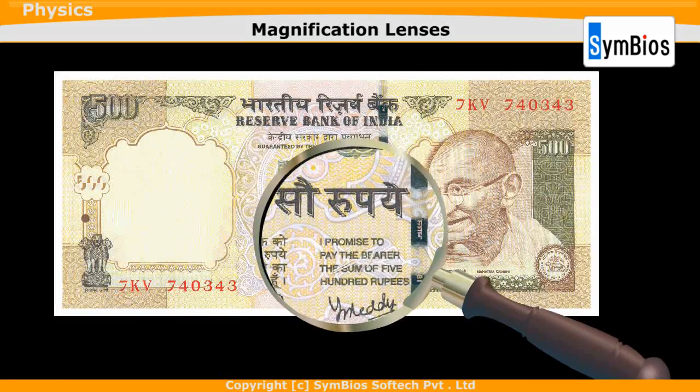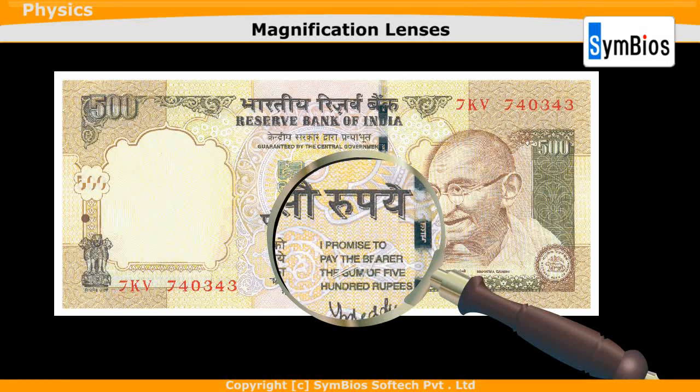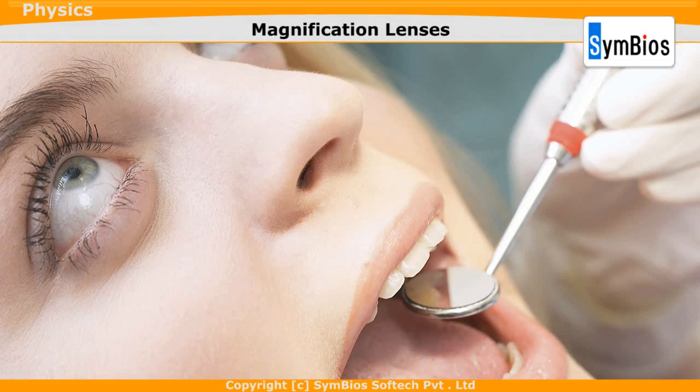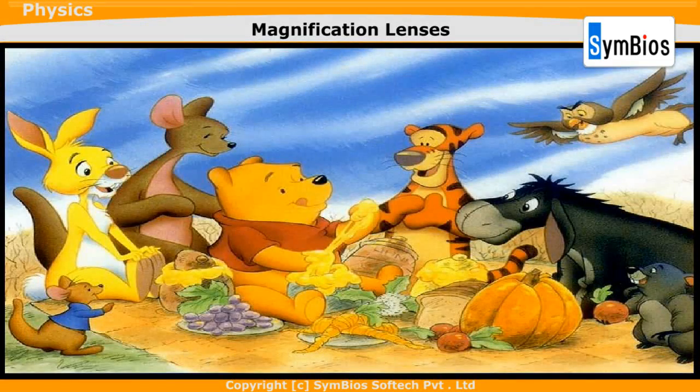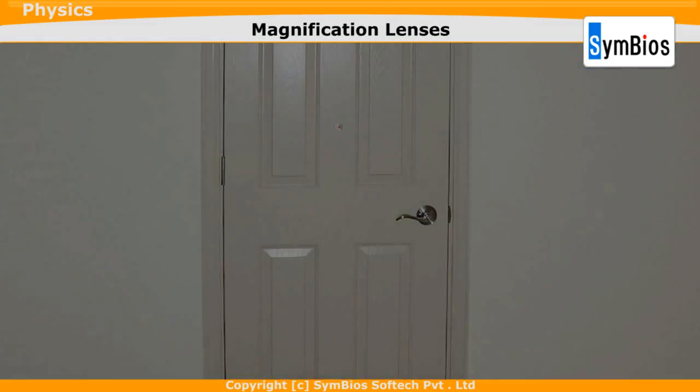Magnification in lenses. You know that convex lenses are mainly used for getting the enlarged images of the objects. These lenses are used by jewel makers, dentists, etc. Concave lenses are used for getting the diminished image of a larger area. These lenses are used in peepholes of doors.